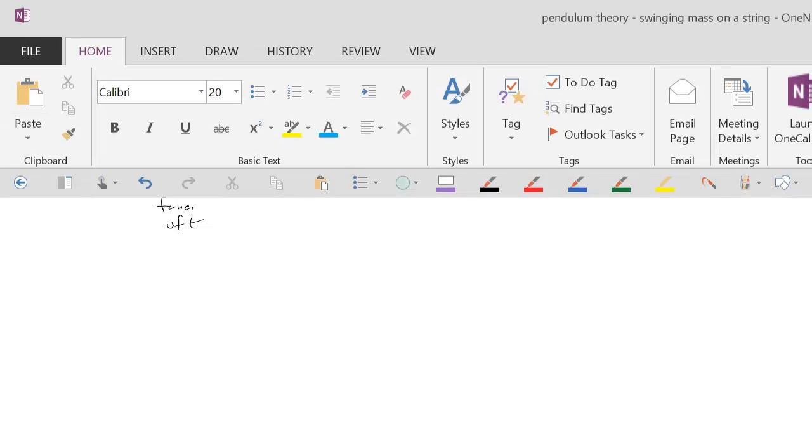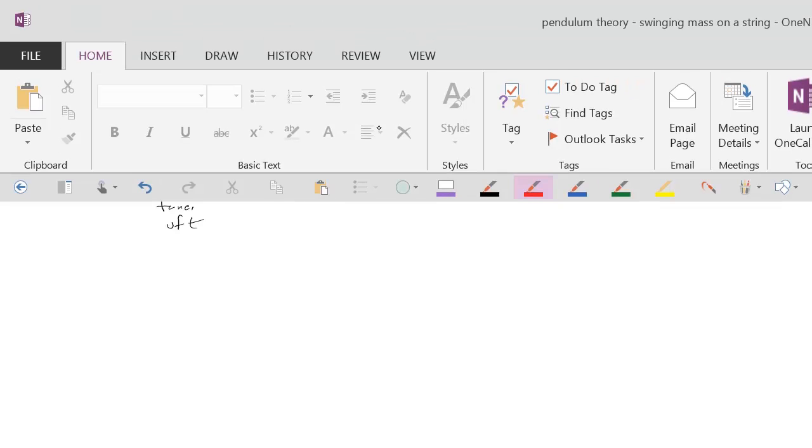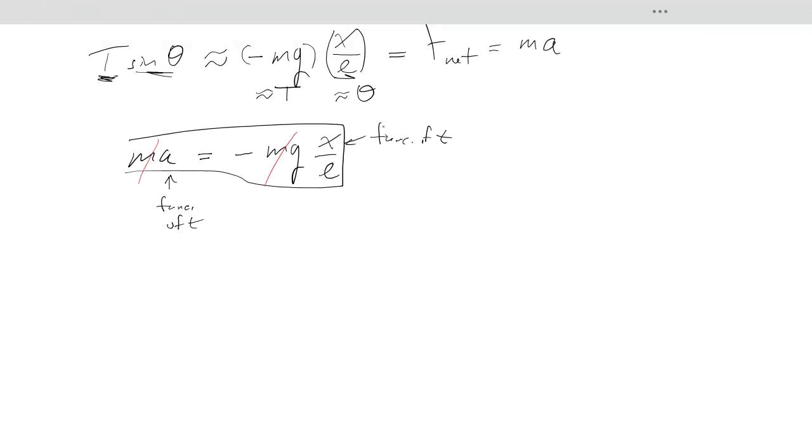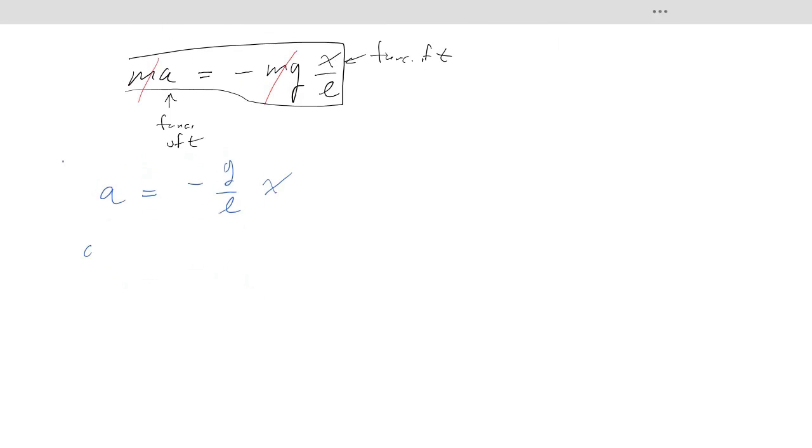Notice that the m's cancel. That's interesting. So now I have a equals minus g over L times x. And I can change this further. I can say that d squared x over dt squared is minus g over L times x. And x, again, of course, is a function of time.